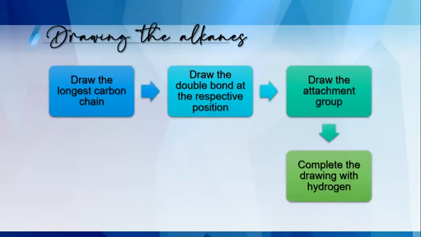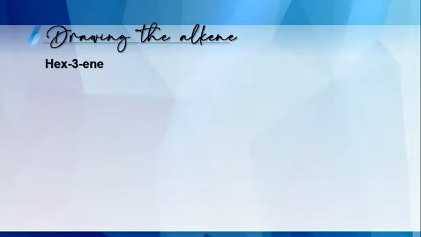All right, same as what we did for alkanes, you also need to know how to draw your alkene. I actually add one more step compared to alkanes. Alkanes only have 3 steps, but this one has 4 steps, because you need to draw the double bond at the respective position based on the name, and then draw the attachment group, and the rest is the same as for alkanes.